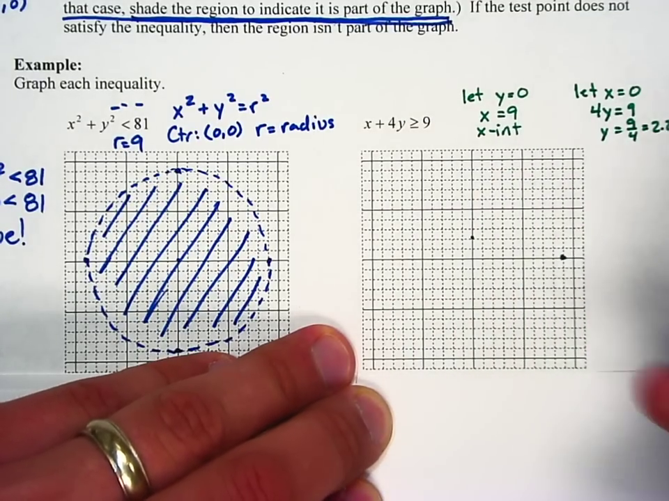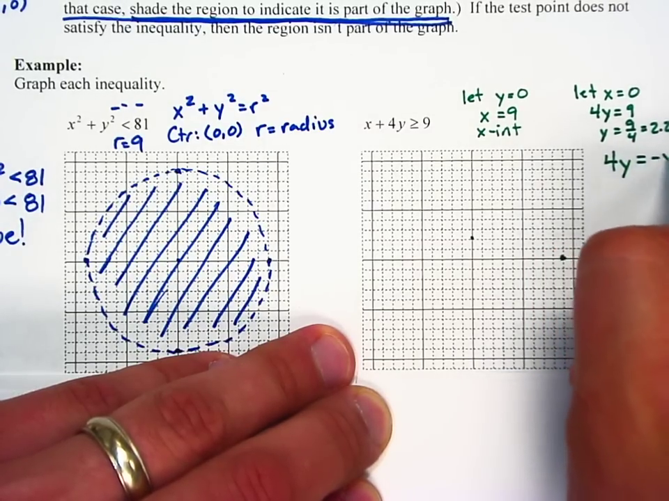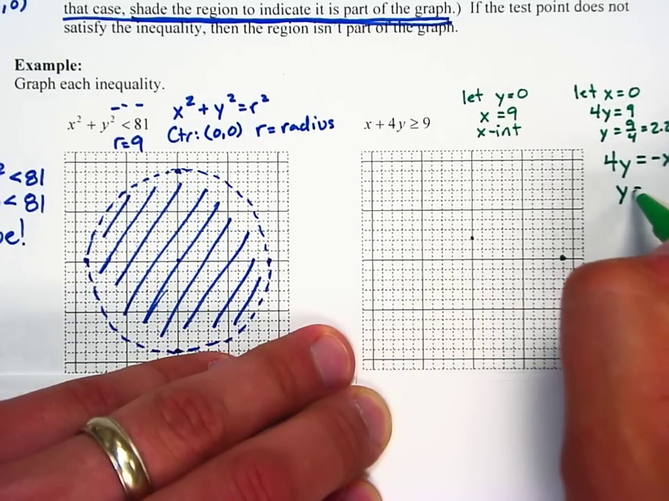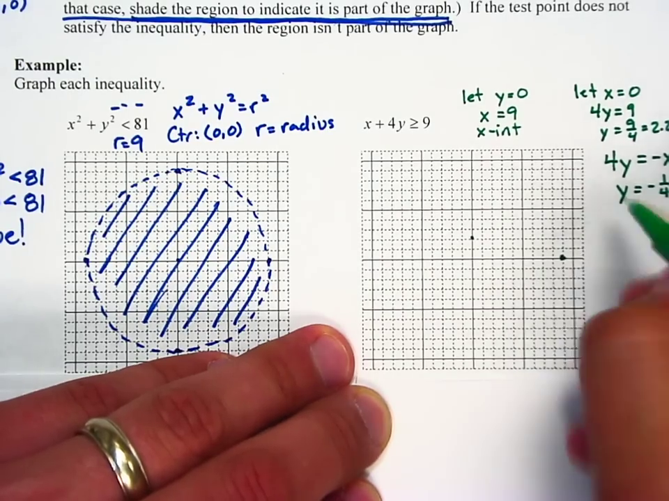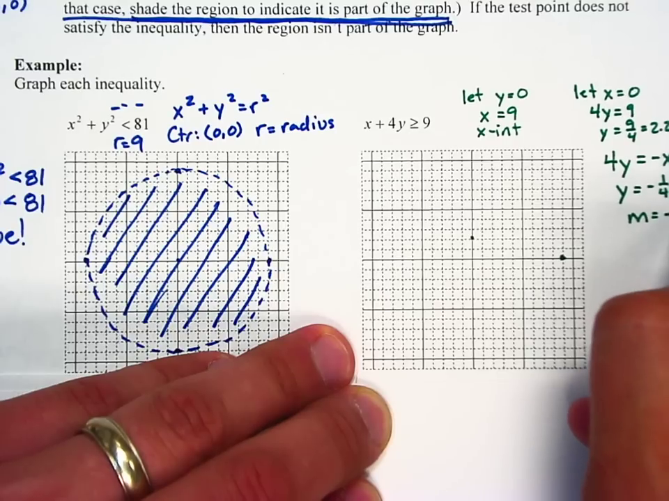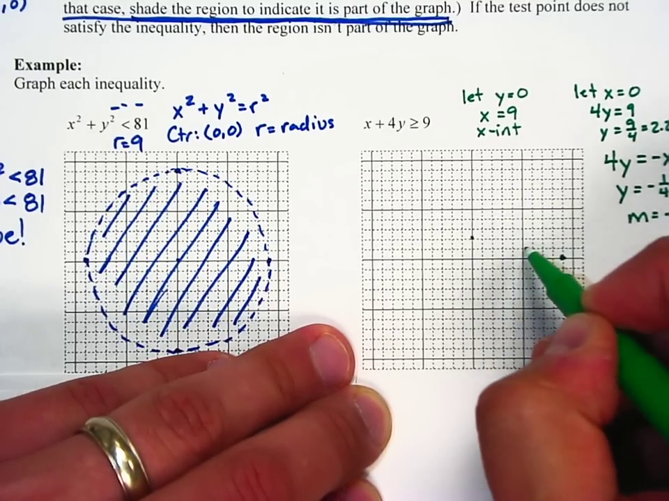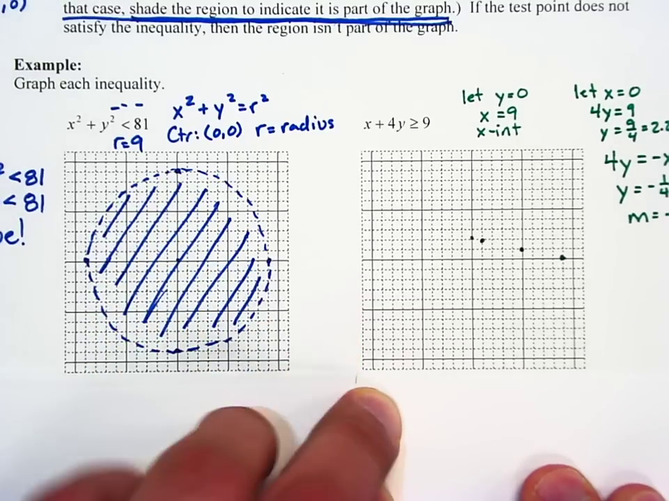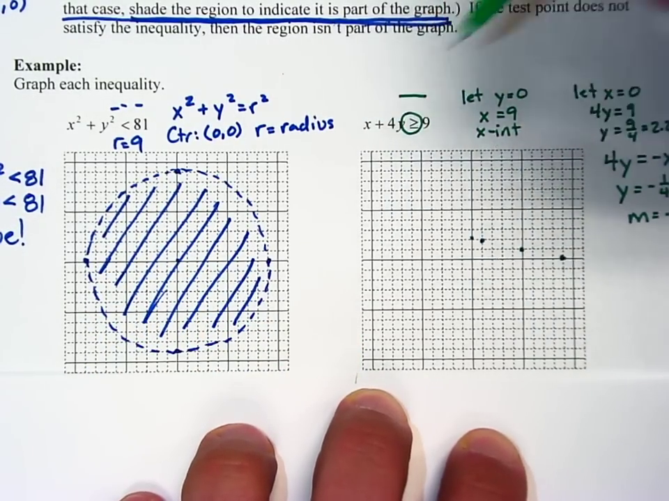There's 2.25. The other thing I might do is try and get it into slope-intercept form. I would subtract x from both sides, divide by 4, and get y equals negative 1/4 x plus 9/4. When I do that, I now know the slope is negative 1/4, which means I go down 1 and right 4, or I could go up 1 and left 4, and you can see there's my points for that. And then I can draw my line. Since it's greater than or equal to, I know it's going to be a solid line.